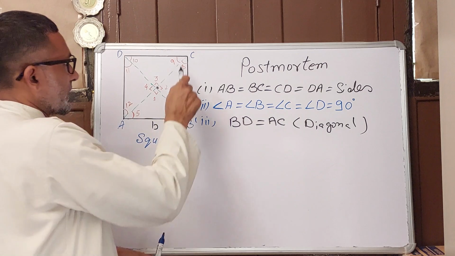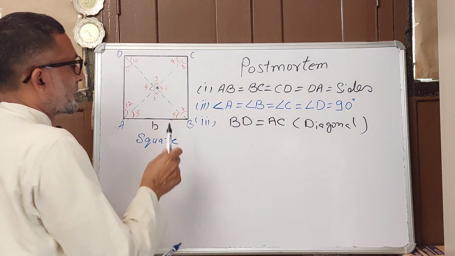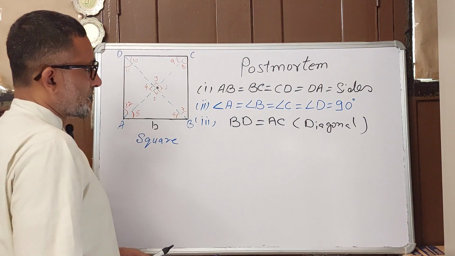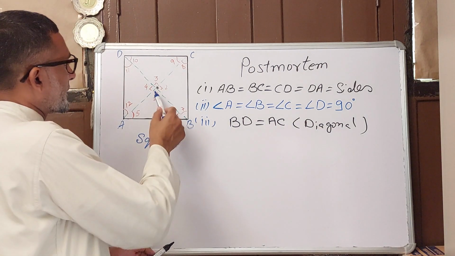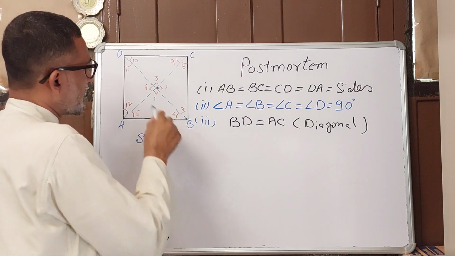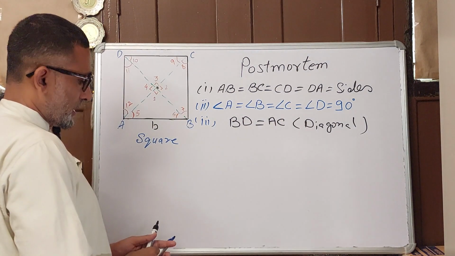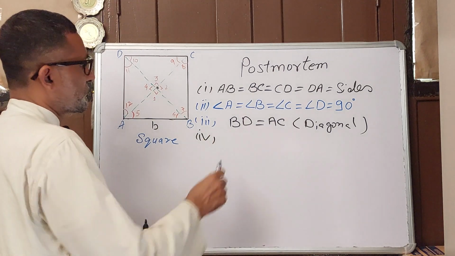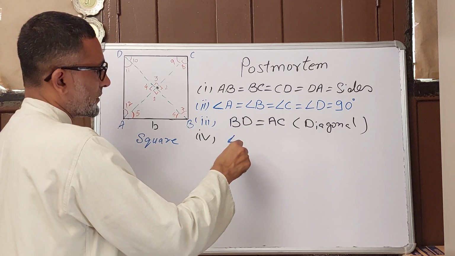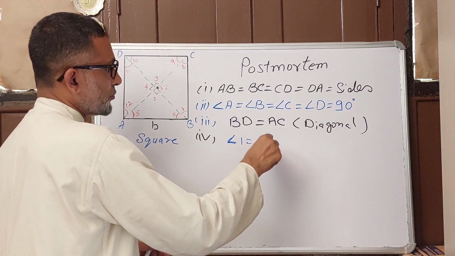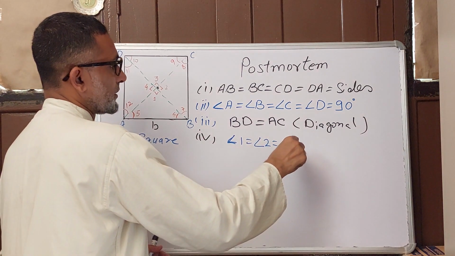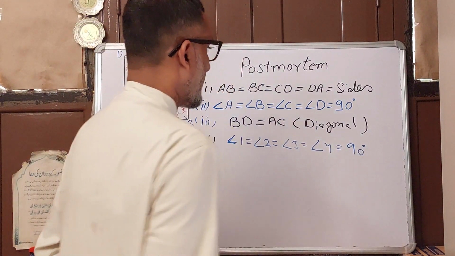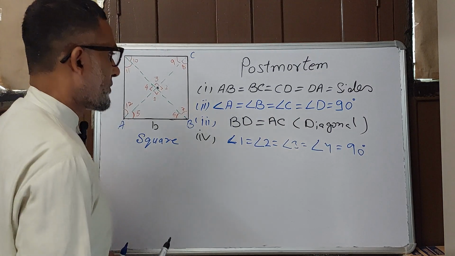When both sides are equal, and diagonal, then this line cut will be at 90 degree. What will be 90 degree? Then what will happen? Angle 1 is equal to angle 2 and angle 3 equal to angle 4. All will be 90 degree. Just simple.